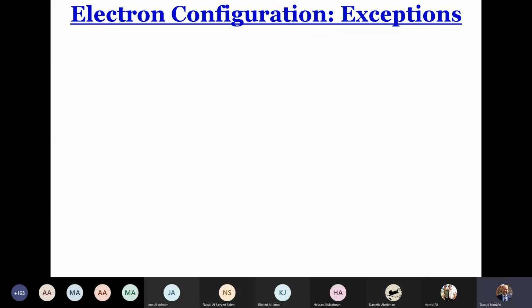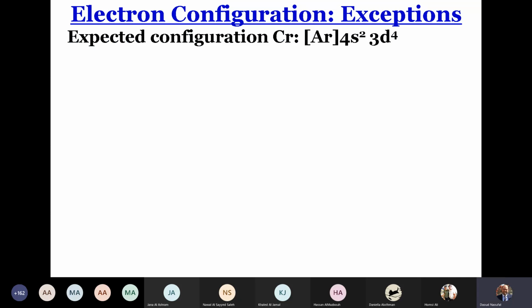In the electronic configuration, we have exceptions to the Klechkowski rule. For example, consider chromium with Z equal to 24. The electronic configuration is argon 18, 4s2, 3d4. 18 plus 2 is 20, and d4, so we have 24. This is the expected electronic configuration.